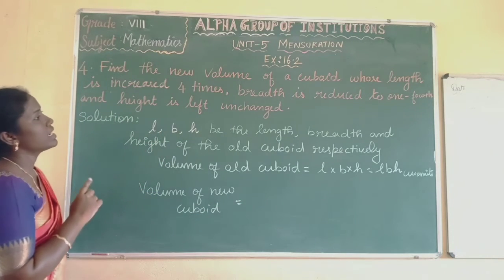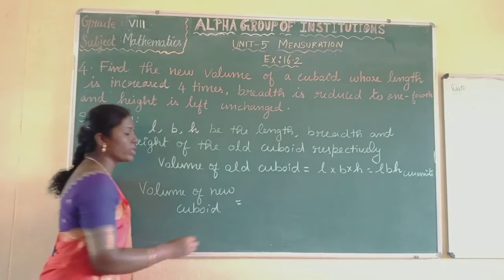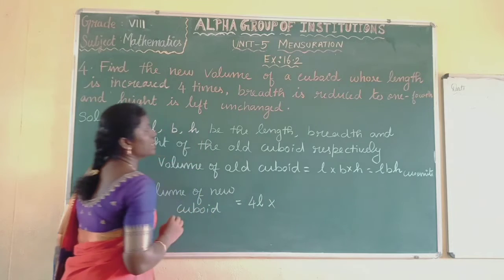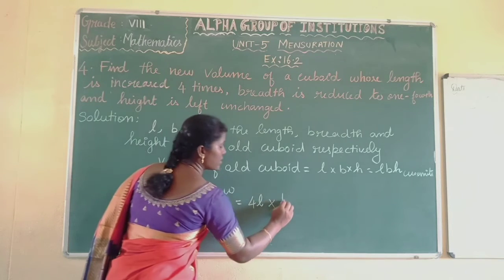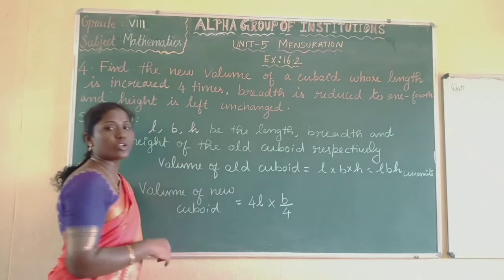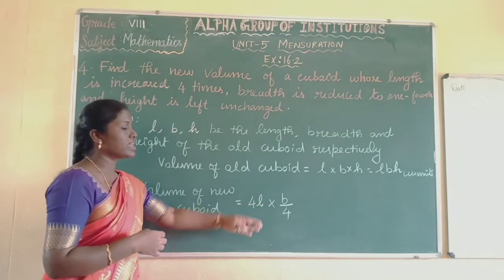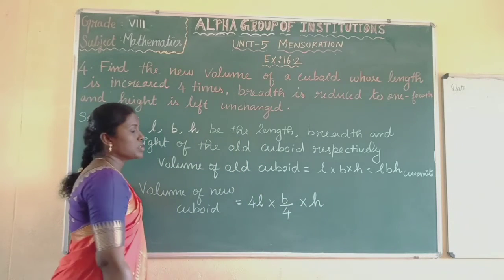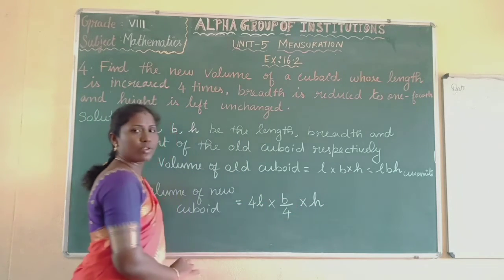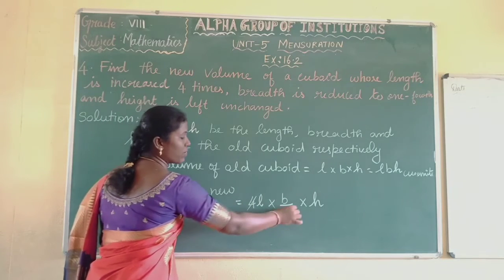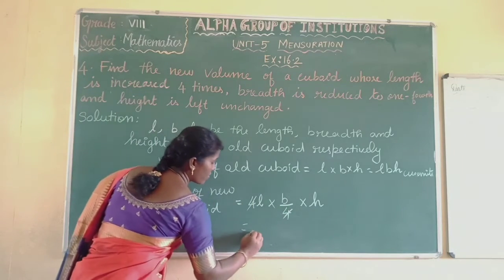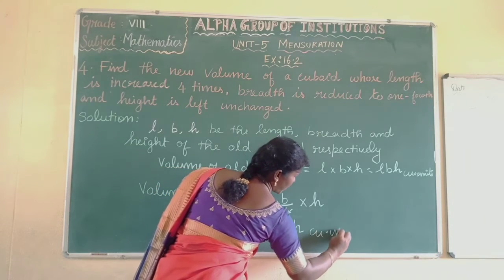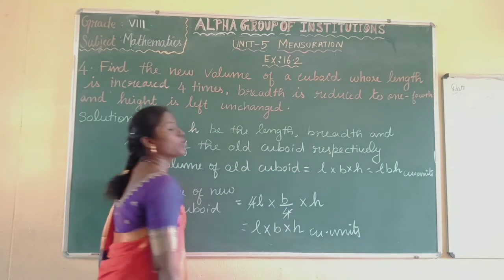Volume of new cuboid we are going to find with the changes given in the question. What is given? The length is increased 4 times. So we can take the length as 4 into L. Okay. So into breadth is reduced by 1/4. That is breadth is B into 1/4, directly taken as B by 4. And the height remains unchanged. So this is the new length, breadth and height given for the new cuboid. So multiply this, 4 and 4 will get cancelled. So the remaining is length into breadth into height cubic units, which is same as the old cuboid.